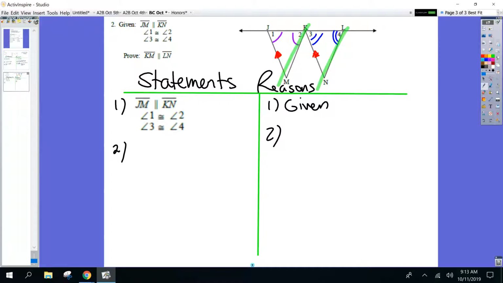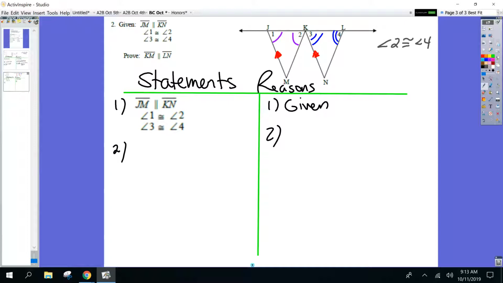I'm using the prove lines, KM and LN. If they were parallel, what two angles up here would be congruent? Anybody have it? What two angles up here would have to be congruent if you knew those lines were parallel? 2 and 4. So make that your goal now. Make that your one job. Get 2 congruent to 4, because if you do, you'll have one more step in your proof left.